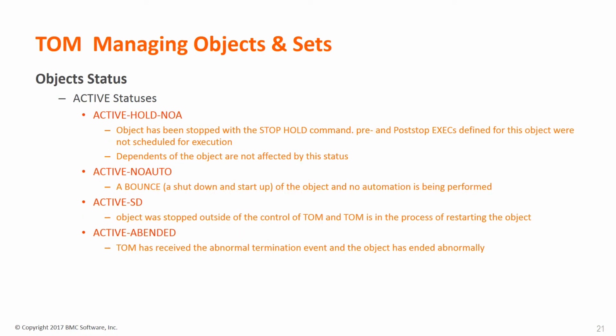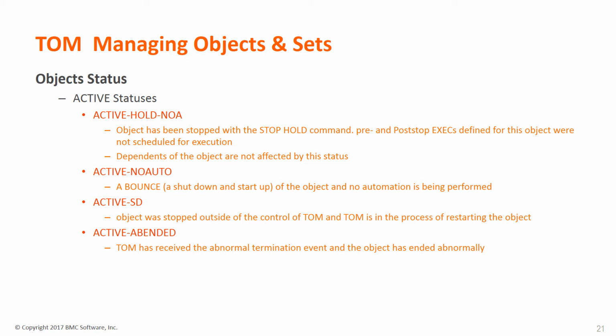Active hold means that the object has been stopped with the stop hold command. It also indicates that the pre and post stop execs for the object were not scheduled. Dependents of objects are not affected by this status. They will still see this object as being active, but this is a sub-status, think of it as, that gives you some indication of how the object was processed at startup.